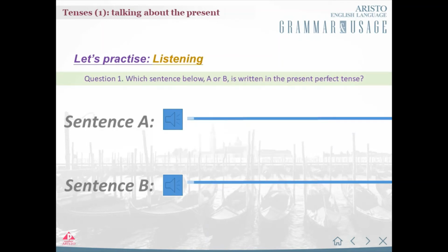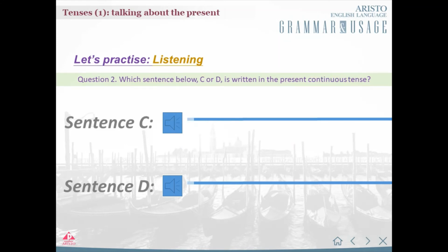Let's practice listening. Question 1. Listen to sentence A and sentence B and identify which one is written in the present perfect tense. A. It has stopped raining. B. It has been raining all morning. The answer is A. It has stopped raining.